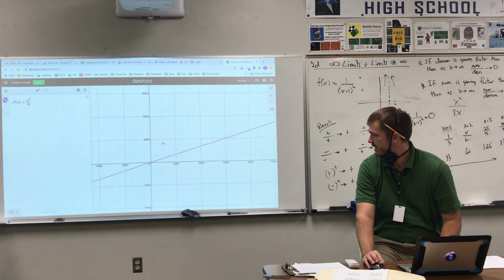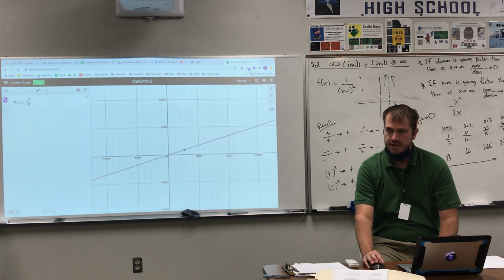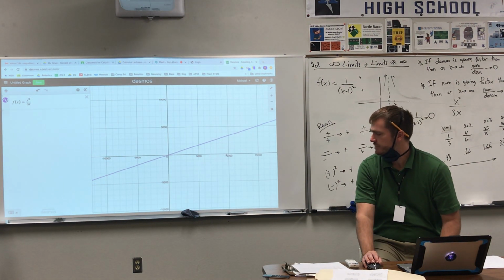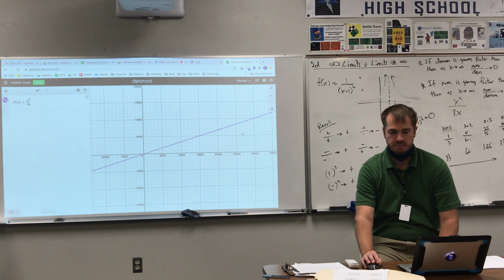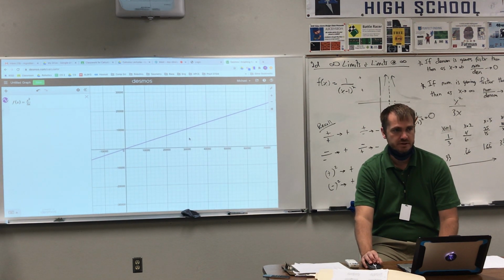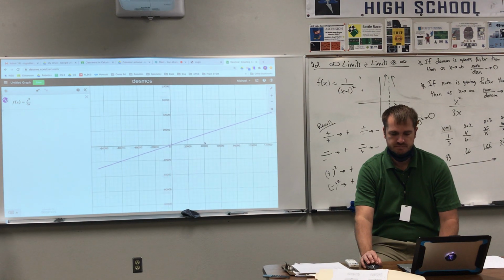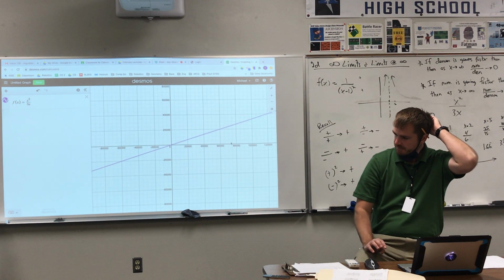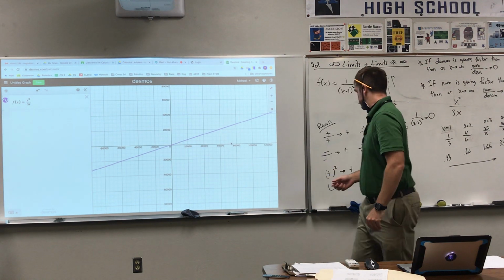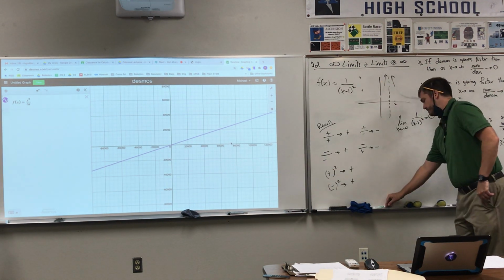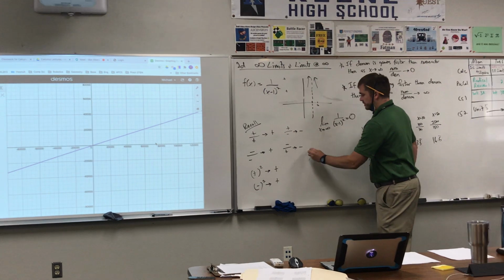And here's the graph. Now let's look at this. As x gets larger and larger, as x approaches infinity, what's happening to my y values? They're getting larger and larger, aren't they? Absolutely. Okay? So here's the thing. By the end of tomorrow's lesson, you'll be able to do this as well. In fact, you might even be able to do this right now.